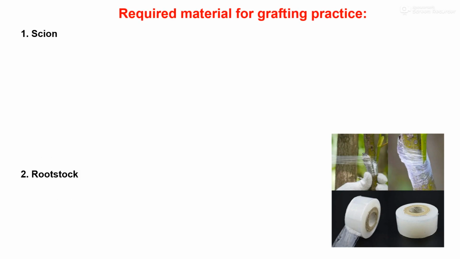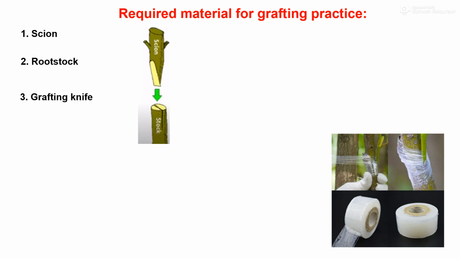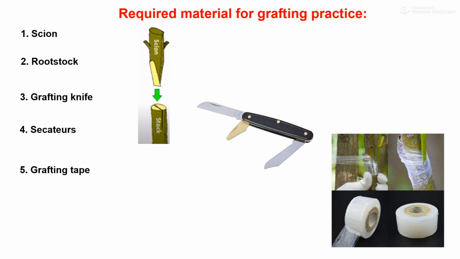Required materials for the grafting practice are scion, rootstock, grafting knife, secateurs, and grafting tape. Scion: the scion cultivar which we use has a strong bearing on the growth pattern of the stock, meaning it should have all the ideal characteristics through which we obtain good quality and quantity of produce on the rootstock. Second, the rootstock.